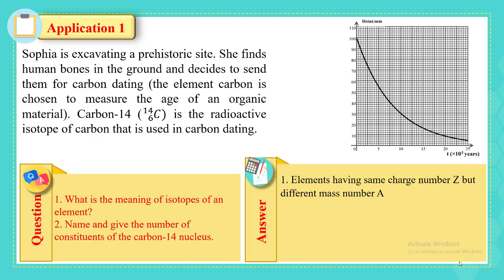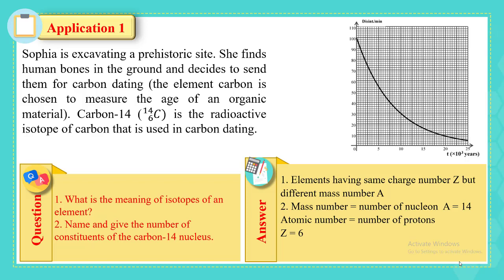In the second question, we have to name and to give the number of the constituents of carbon-14. The mass number, which represents the number of nucleons, is A equal 14. The atomic number, which represents the number of protons, is Z equal 6. And the number of neutrons in carbon-14 is N equal A minus Z, which gives us 8 neutrons.